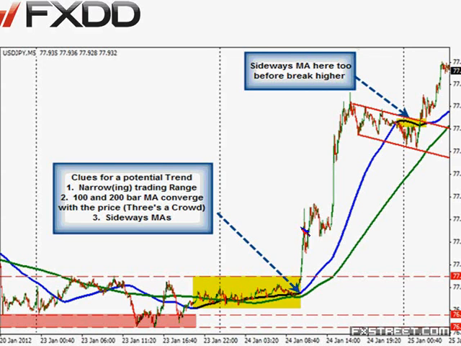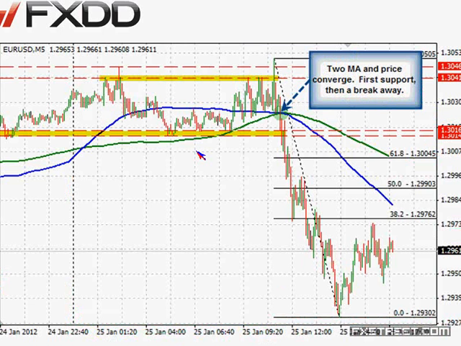It was waiting for that clue. It was waiting for the big boys to come in and buy it, and they did, and they bought it up, and they bought it up, and they bought it up. And it's still going higher, which is encouraging for the dollar versus yen in this market. It's trying to break out.